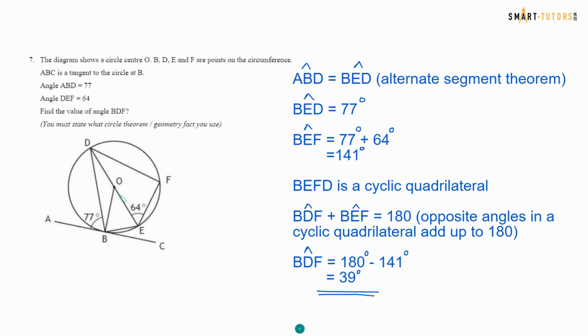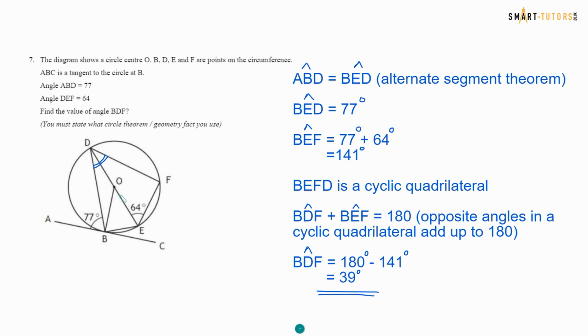Question number 7. The diagram shows a circle, center O. B, D, E, F are points on the circumference. ABC is the tangent. ABD is 77. DEF is 64. Find the value of angle BDF. So BDF is the angle we need to find. ABD equals BED.